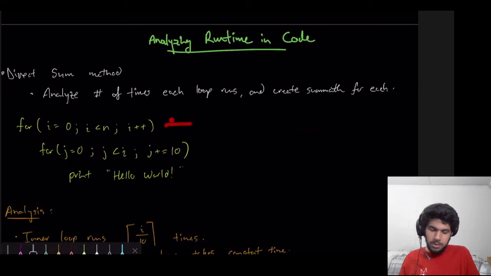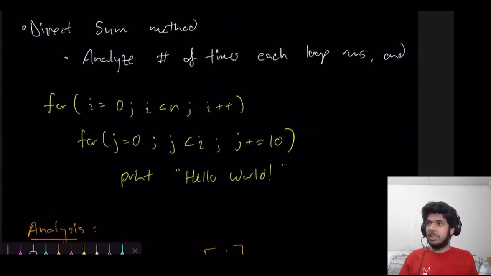But if we have a for loop, we know that we run through it many times, and we want to see how many times we run it, and how many times the content inside of it runs. So this is our first little example. We have i going from 0 to n, increasing by 1. Within that, we have a nested for loop: j equals 0, j is less than i, and j increases by 10. And within all of that, we're going to print hello world.